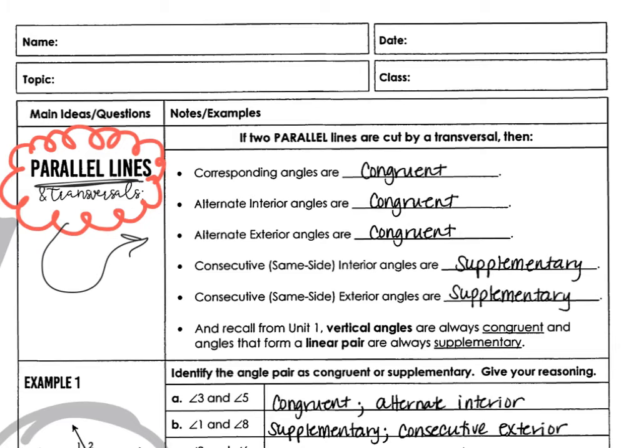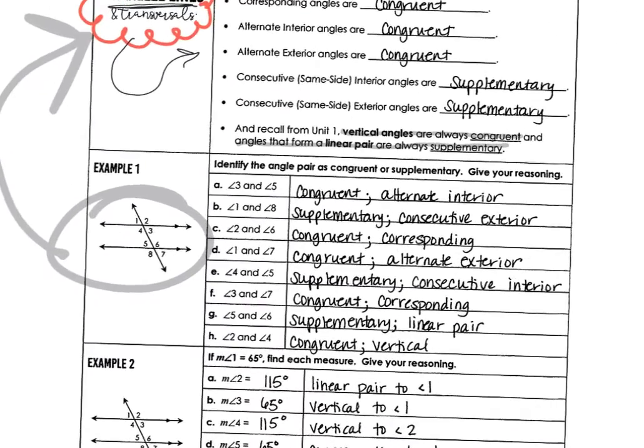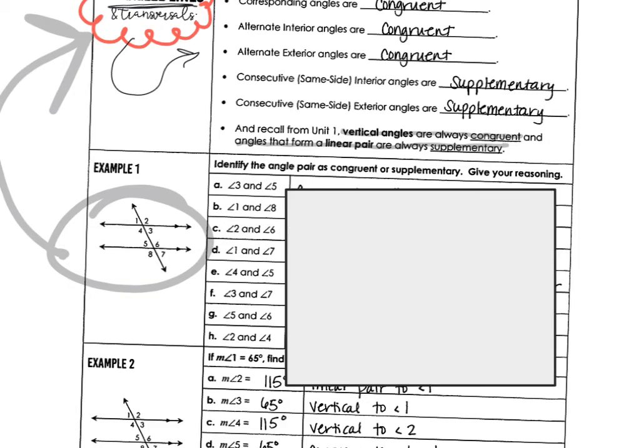And then we also know from our previous work with angles that vertical angles are always congruent, and angles that form a linear pair are supplementary. So let's take a look at what we've got here, okay?